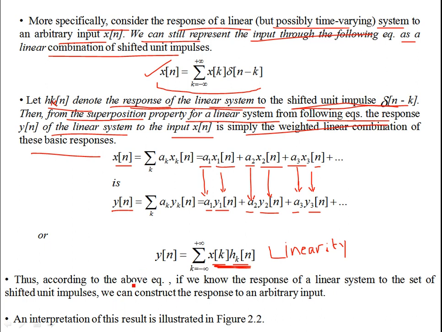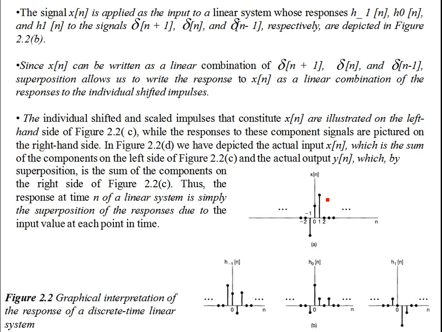So thus, according to the above equations, we know that given the response of the linear system to the set of shifted unit impulses, we can construct the response to an arbitrary input. It's just the sum of all the individual scaled responses. The interpretation of this result is shown in figure 2.2. What is happening here is we have a signal x of n applied as input to a linear system whose impulse responses h minus 1, h naught, and h1, to the signals delta n plus 1, delta n, and delta n minus 1 respectively, are depicted in figure 2.2b.